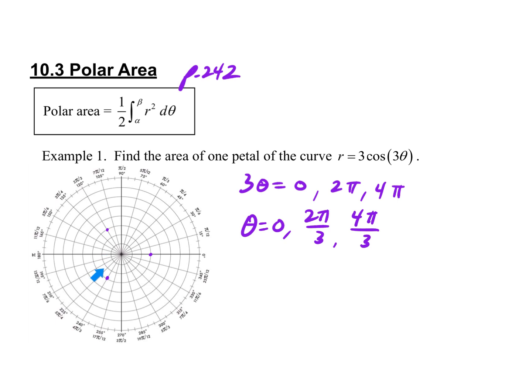And as you can see, I mark those. So when I plug those values in here, it will make the cosine 1, which will make r 3. There's sort of a domino effect there. So notice here at 0, I have 1, 2, 3. At 2 pi over 3, the radius is 3. And at 4 pi over 3, the radius is also 3. Okay?